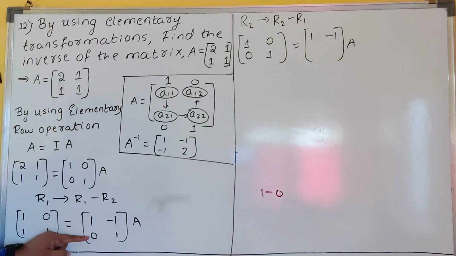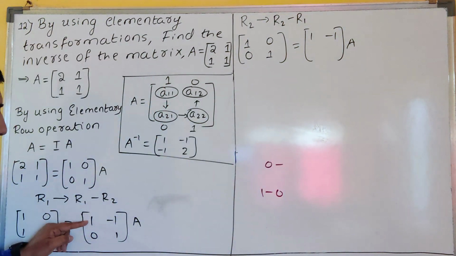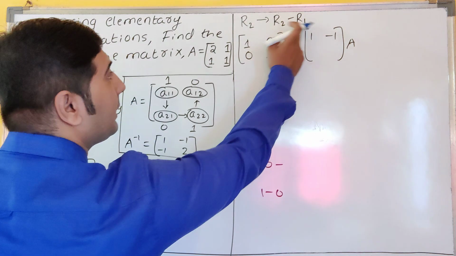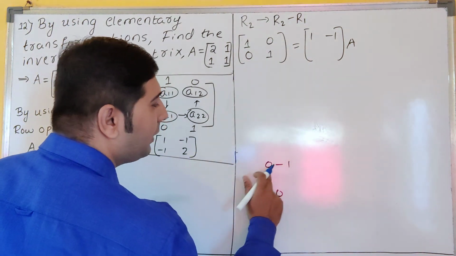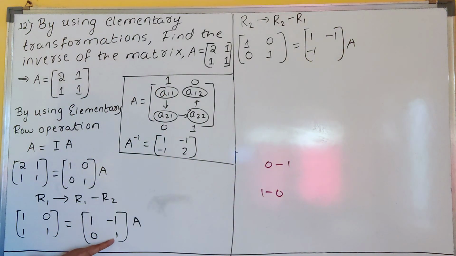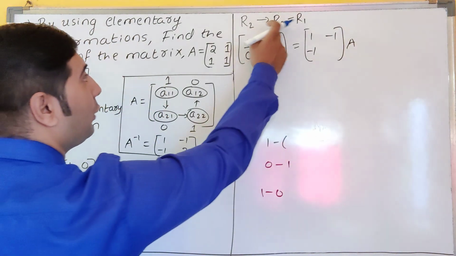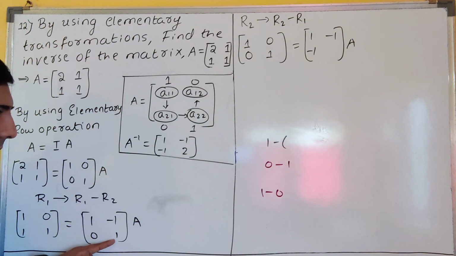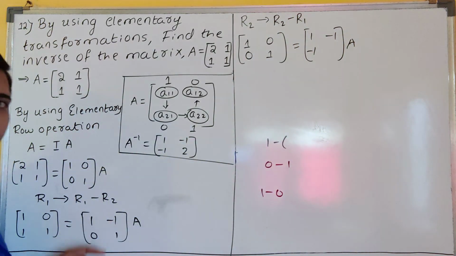So next you see, R2 is how much? R2 is 0 minus R1. R2 minus R1 you have written. R2 is 0, R1 is how much? 1. 0 minus 1, minus 1, dear students. Next you see, R2 is how much? R2 is 1. R2 minus R1 you are writing. R2 is 1, R1 is how much? Minus 1.